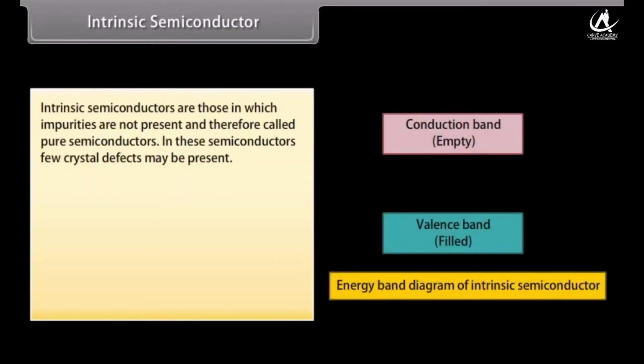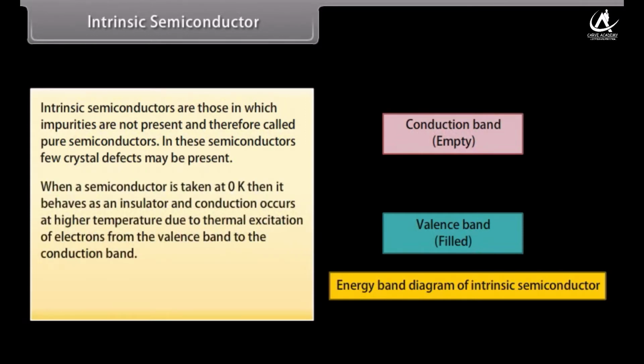Intrinsic semiconductors. Intrinsic semiconductors are those in which impurities are not present and therefore they are called pure semiconductors. In these semiconductors, a few crystal defects may be present. When a semiconductor is taken at 0 Kelvin, it behaves as an insulator and conduction occurs at higher temperature due to thermal excitation of electrons from the valence band to the conduction band. For example, germanium and silicon.